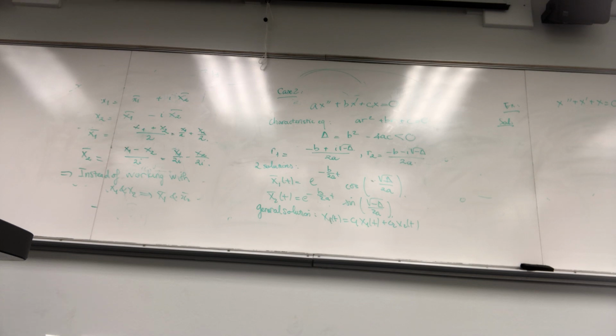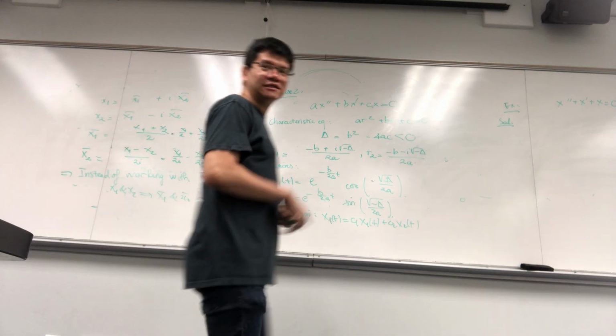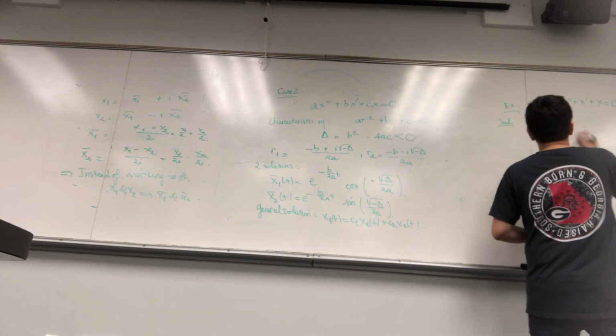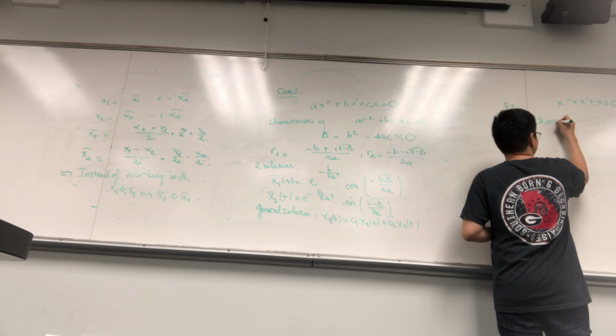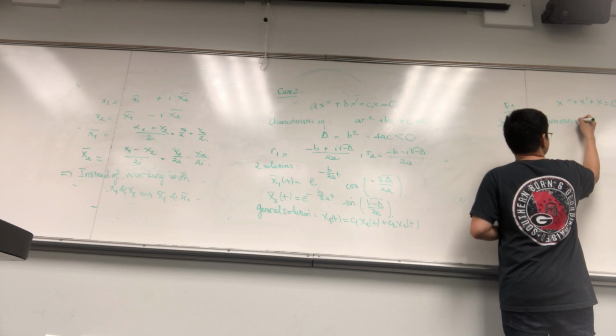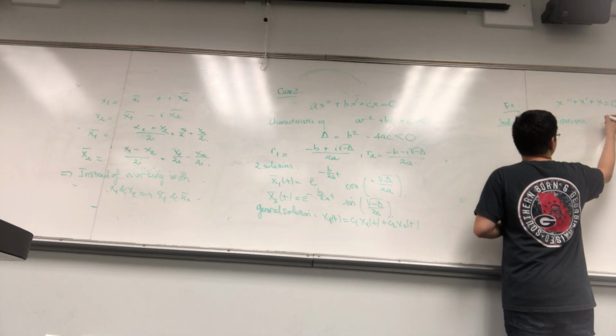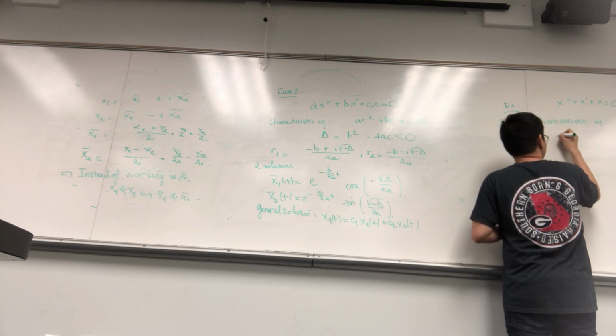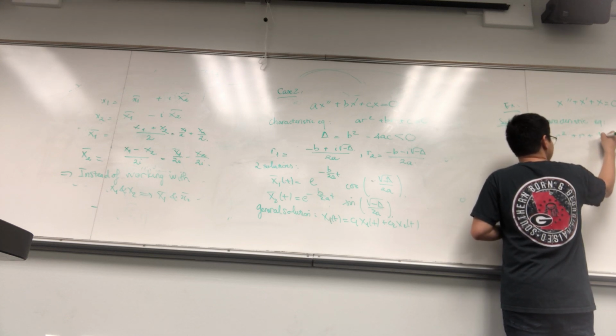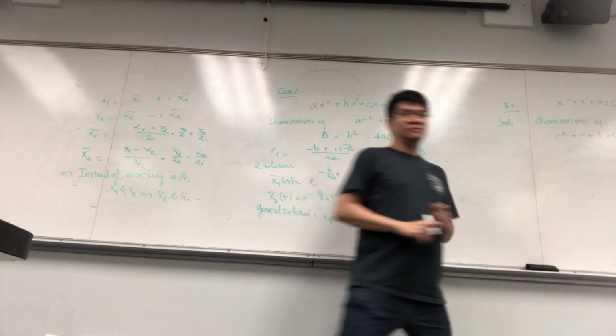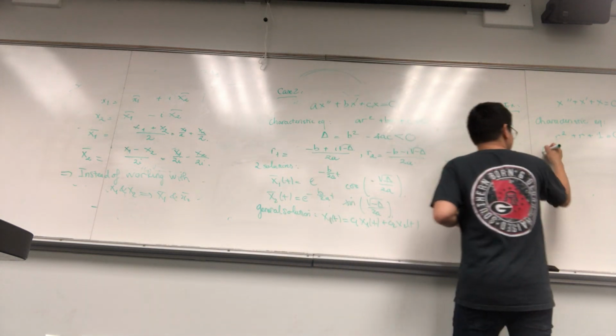Yes? So a, b, and c are all 1, so it will be r squared plus r plus 1 equals 0. So the first thing you do is you write out the characteristic equation. You have r squared plus r plus 1 is 0. So what is the delta in this case?